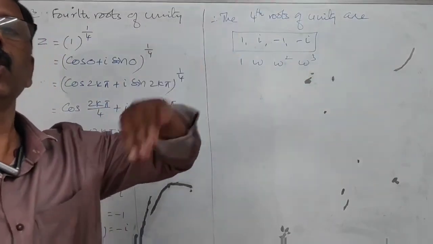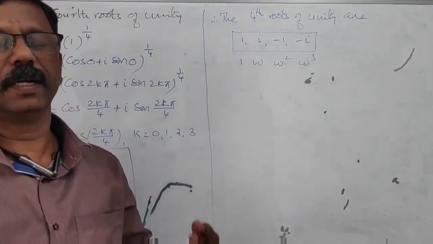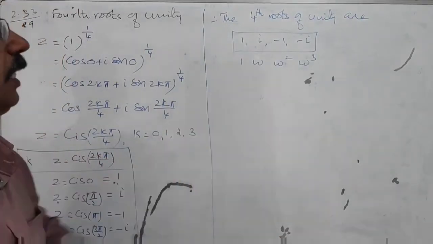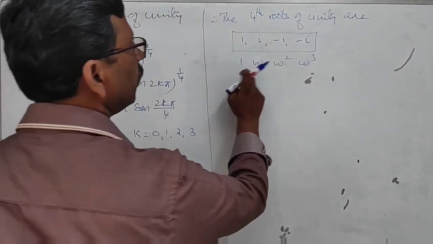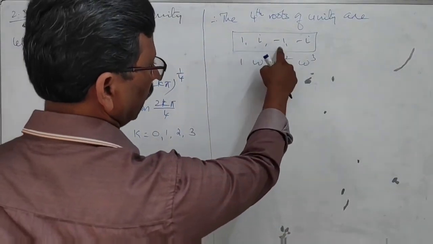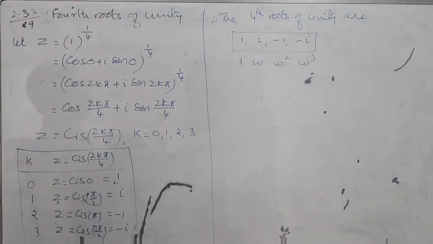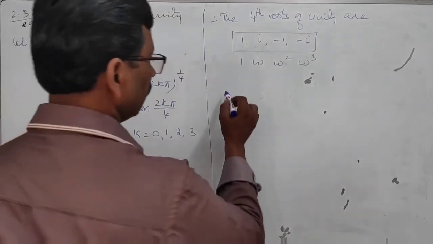Fourth roots means you get till omega cube. Cube roots means you get till omega square. 10th roots means we get till omega power 9. Now, let us check the property. Sum of these roots is always equal to 0. Add these: plus 1 minus 1 cancel, plus i minus i also cancel. Therefore, the sum is equal to 0.